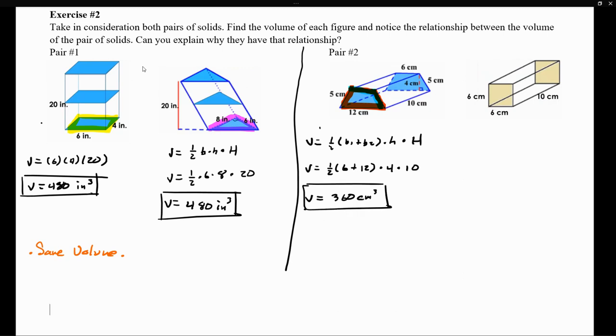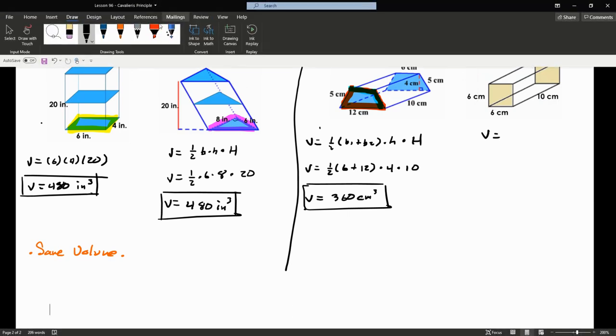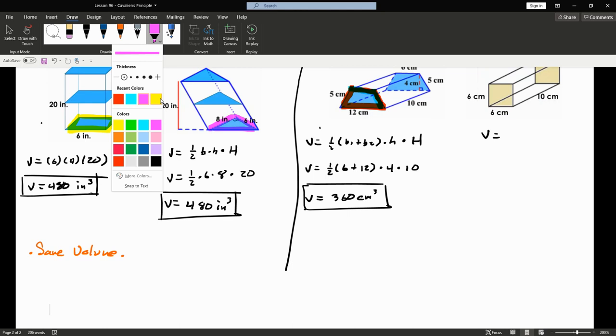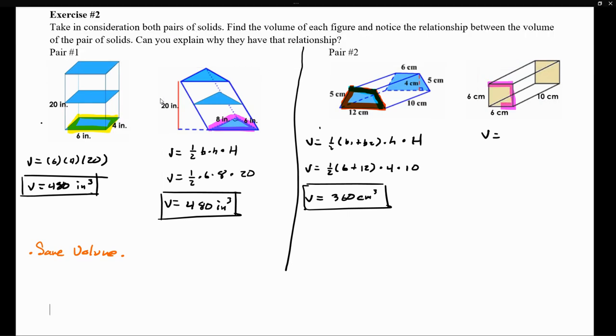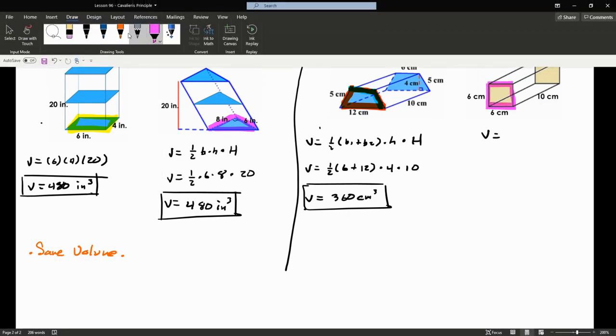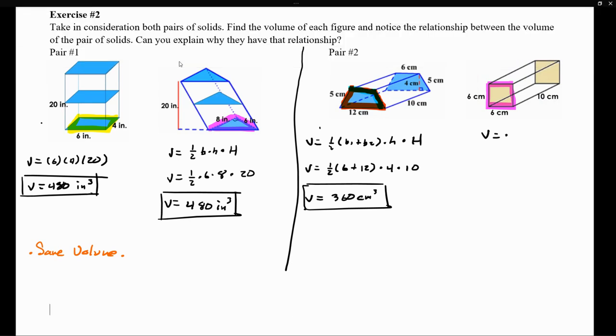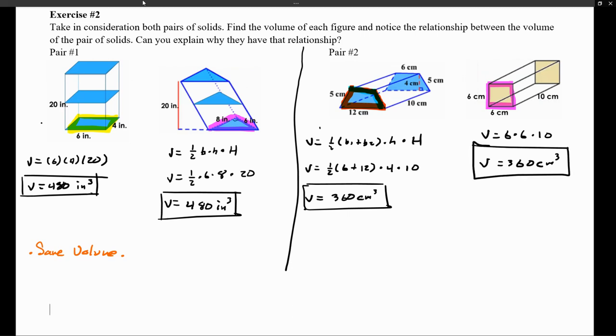Now let's see if we have the same conclusion for the volume of the figure on the right hand side. Notice that my base is, in this case, a square. So to find the area of the base, that's 6 times 6. And if I multiply by the height of the solid, which is 10, that's still going to give me 360 centimeters cubed. So what do you notice? We still have the same volume.